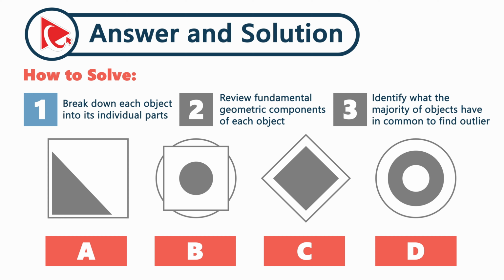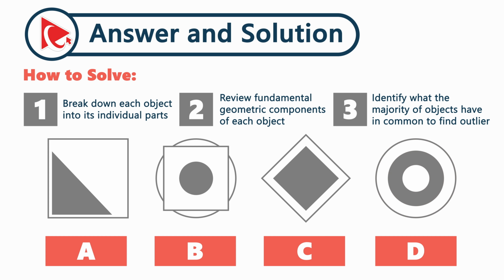Let's start with the step 1. If you look closely, you see that object A has triangle and square. Object B has 3 components: circle, square, and then circle again in the background. Even though object C looks like a diamond, you can argue that it consists of 2 squares. And object D consists of circle and the donut inside.